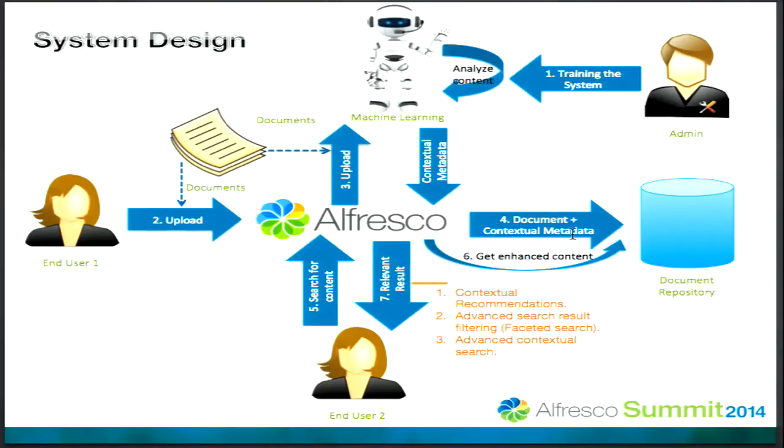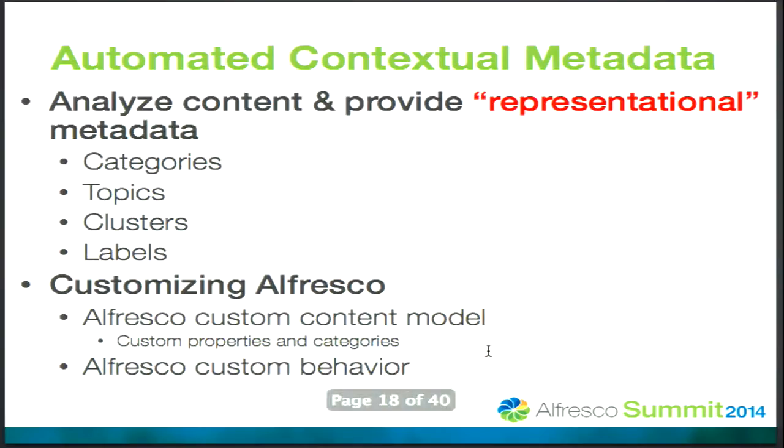Once this metadata is attached to the document, we can gain other features such as contextual recommendations, advanced search results, and advanced contextual search. This is the most important feature in this application, machine learning with Alfresco, because this is the key area where we are adding the metadata to the document. So we analyze content and provide representational metadata. What I mean by representational is that it represents the actual content of the document.